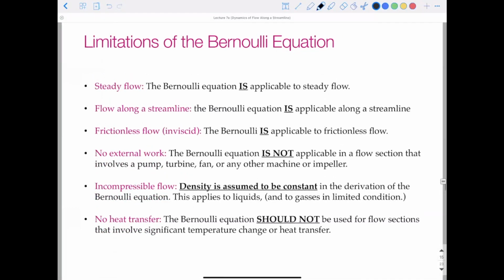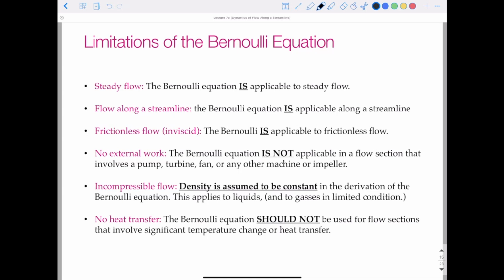So let's consider some limitations of Bernoulli's equation. We talked quickly about some of the assumptions that we made when we integrated Euler's equation to get Bernoulli's equation. One assumption was that we had steady flow, which means that the flow conditions are not changing with respect to time. So Bernoulli's equation is only applicable if we have steady flow. That means our properties and conditions can't change with respect to time. The flow must also be along a streamline.